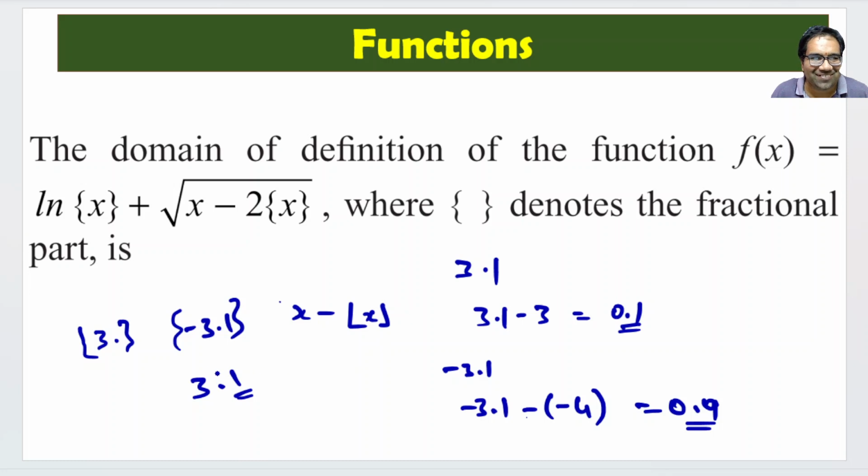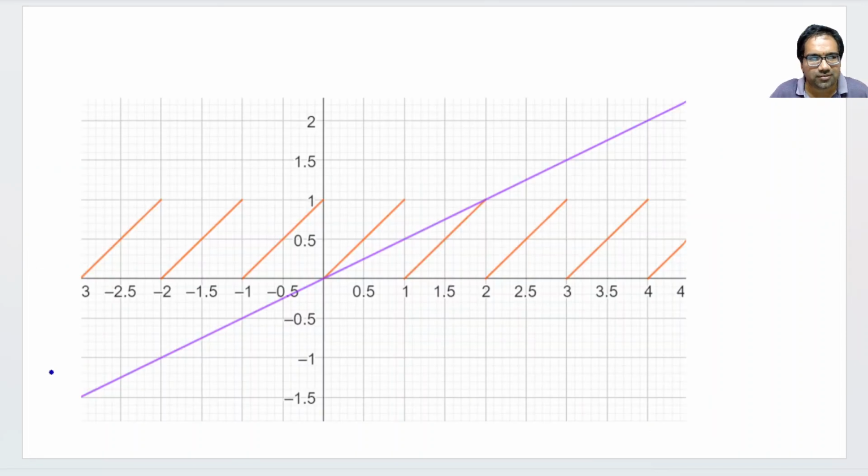For positive numbers, it is whatever is there after the decimal, but for negative numbers it is the reverse. For example, for minus 3.1, it is minus 3.1 minus of minus 4. Why minus 4? Minus 4 is the greatest integer function of minus 3.1, that is, the greatest integer less than or equal to minus 3.1, which is minus 4. So it is 0.9.